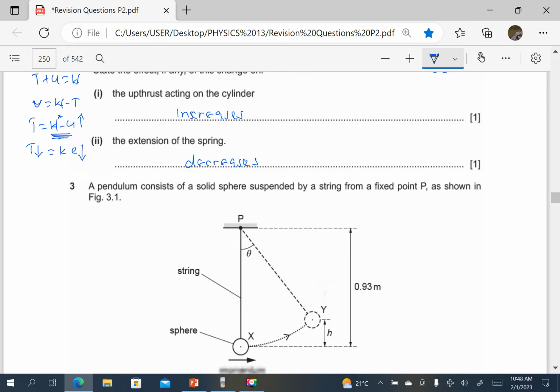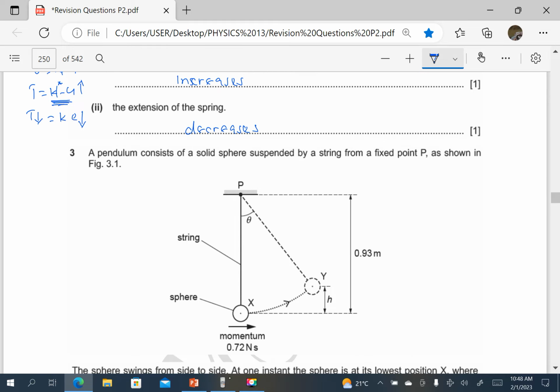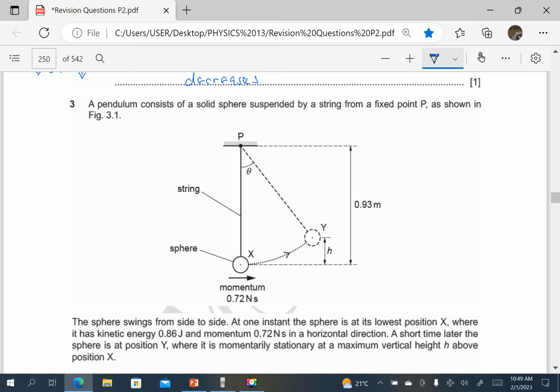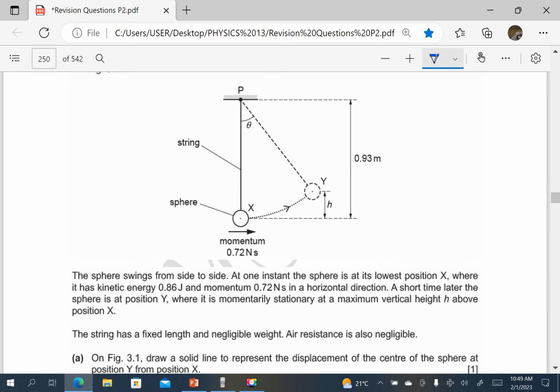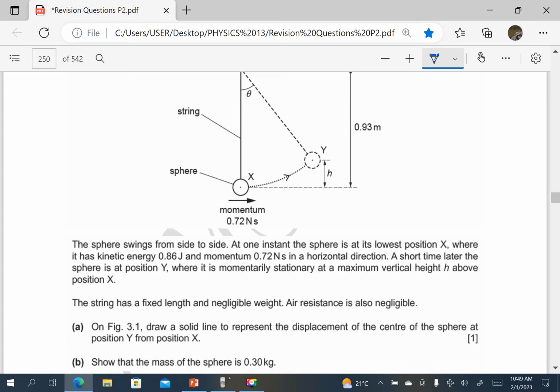A pendulum consists of a solid sphere suspended by a string from a fixed point P as shown here. The sphere swings from side to side. At one instant, the sphere is at its lowest position, x, where it has kinetic energy of 0.86 joules and momentum 0.72 newton seconds in a horizontal direction. A short time later, the sphere is at position y, where it is momentarily stationary at a maximum vertical height h above position x. The string has a fixed length and negligible weight. Air resistance is also negligible.